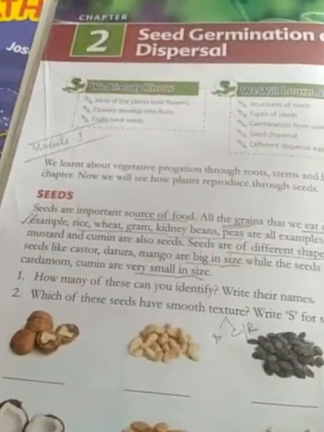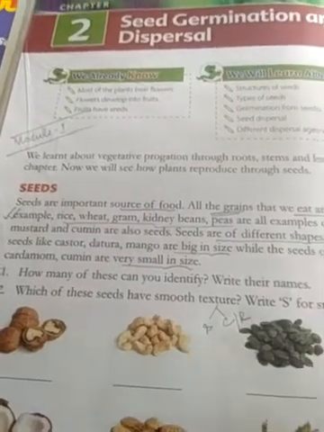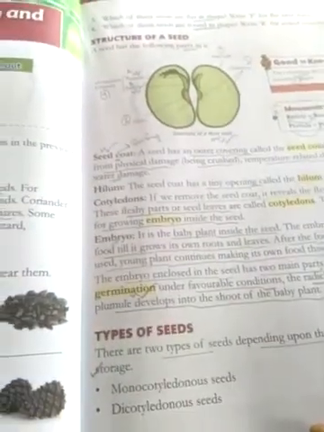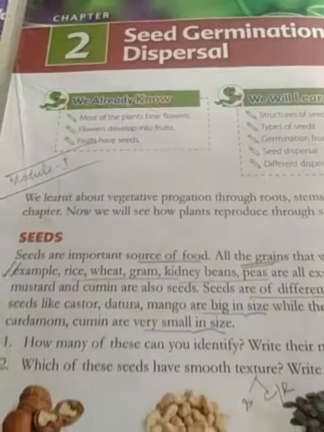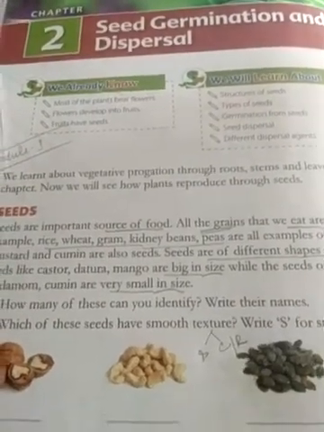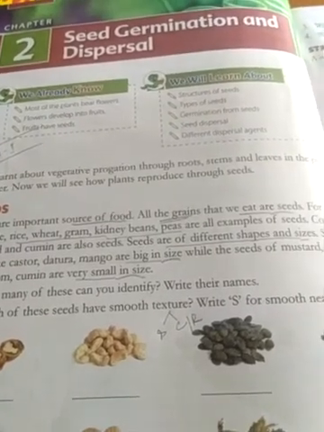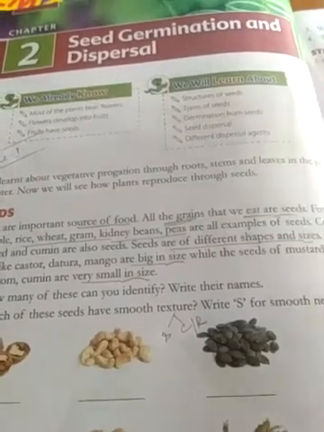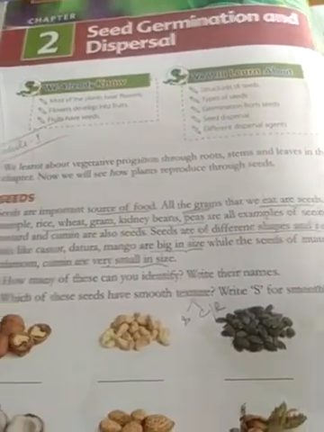The topics are: regarding the seeds, the structure of a seed, and the types of seeds, monocot and dicot. Regarding the seeds, we know that seeds are a very important source of all kinds of foods. And mainly all the grains that we eat are considered as seeds.